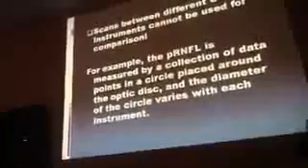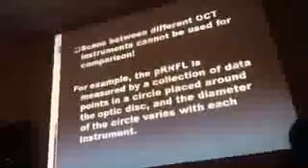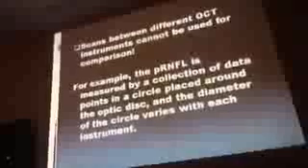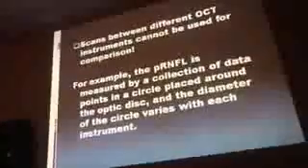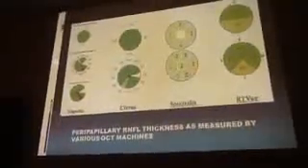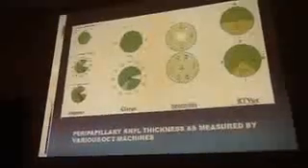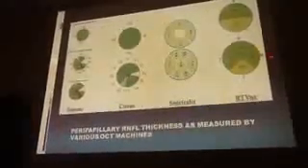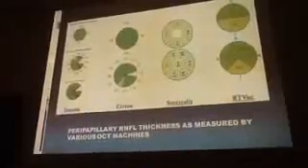Scans between different OCT instruments cannot be used for comparison. You cannot compare Nidek with Optovue and so on. For example, the peripapillary retinal nerve fiber layer is measured by a collection of data points in a circle around the optic disc, and the diameter of the circle varies with each instrument. Now look at this. This is measurement of the peripapillary retinal nerve fiber layer thickness as measured by various OCT machines, by Topcon, by Cirrus, by Spectralis, by RTVue. So a patient brings data from this machine, and you want to compare with the one he has done with this machine. It's not possible.